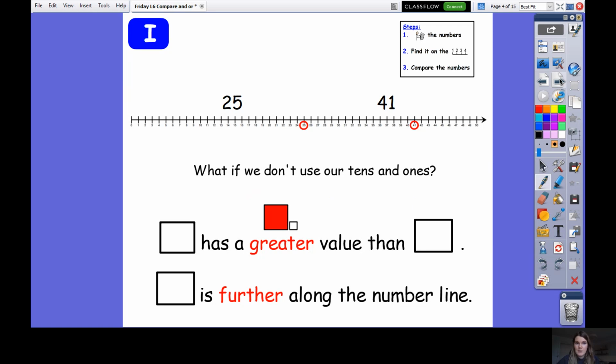Now I'm going to get my big number line to help us here, but what I want to know is which number has a greater value. Which number is further along the number line? So first thing we have to do is read the number. So I've got 25 and 41. That's what I'm doing, I'm finding 25 and 41.